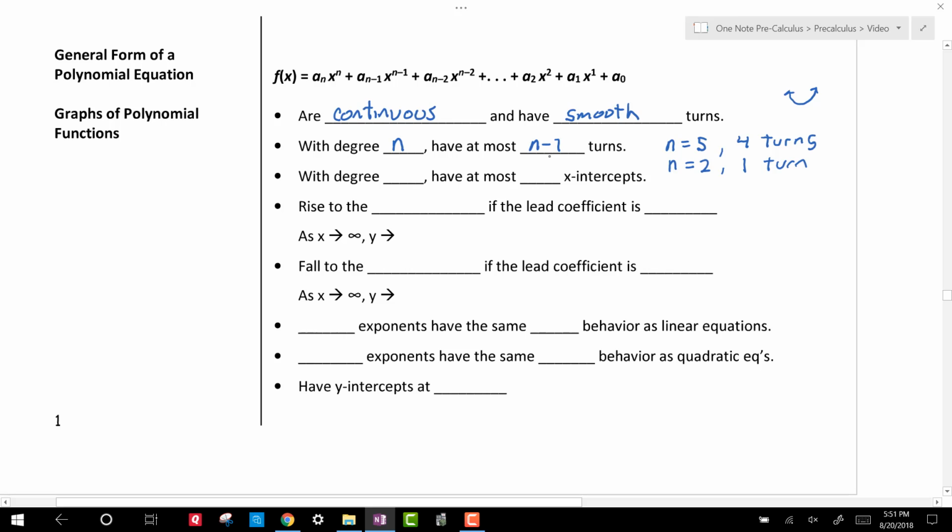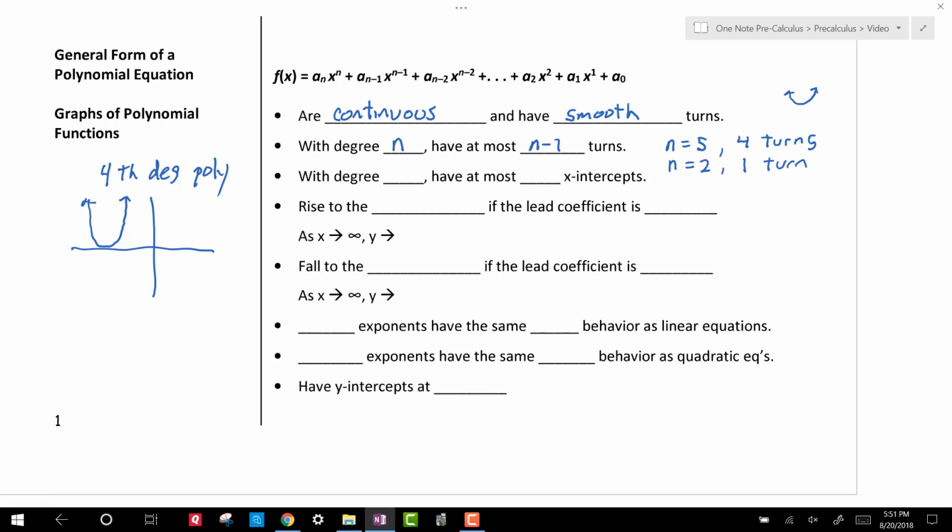What do I mean by that? It means that I could have a 4th degree polynomial that looks like this. It only has 1 turn, but I could also have a 4th degree with 3 turns as well.